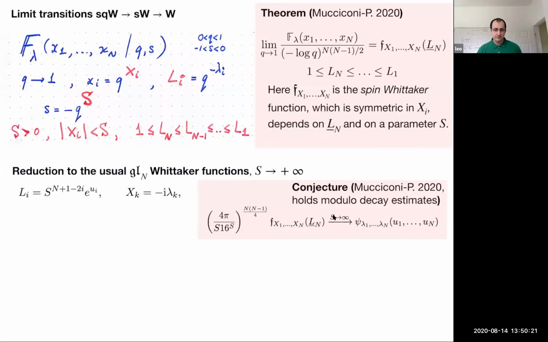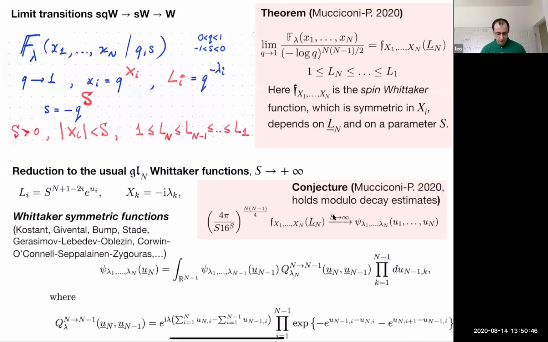So it's a conjecture because we were not dealing with decay estimates. We just took formal limits of integrands, and it might not be that integrals converge to integrals, but we believe they do. So anyway, our spin Whittakers should reduce to classical Whittaker functions psi, and so here's the definition of classical Whittaker functions, which I'll just flip over.